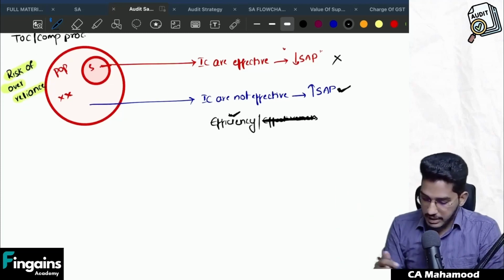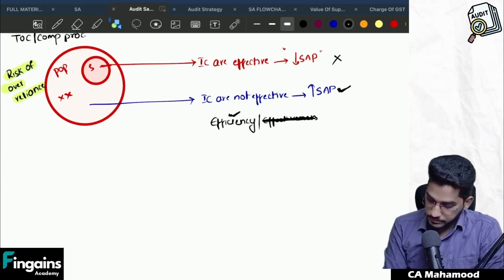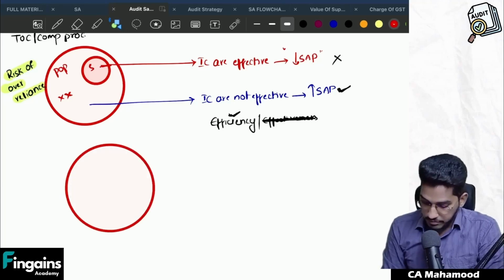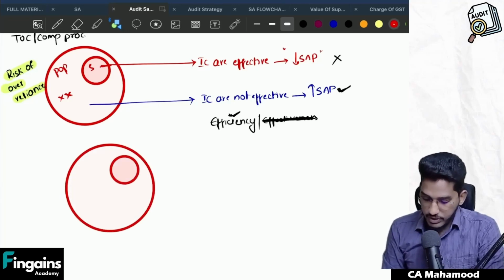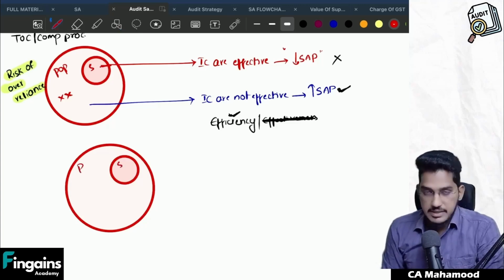Now let us try to understand the other way around. So what will be the other way around? Let me put it this way. There is an entire population of internal controls. From this entire population, you have taken a small sample.